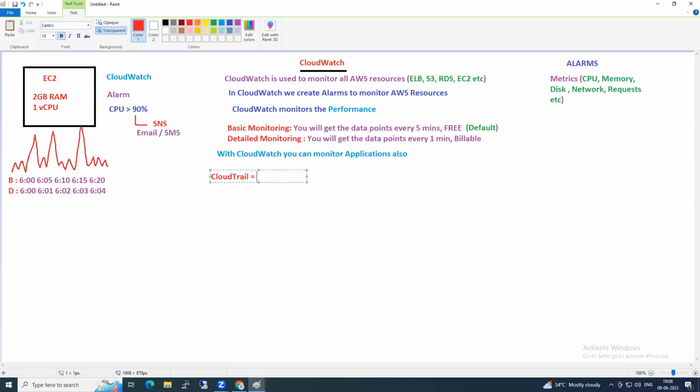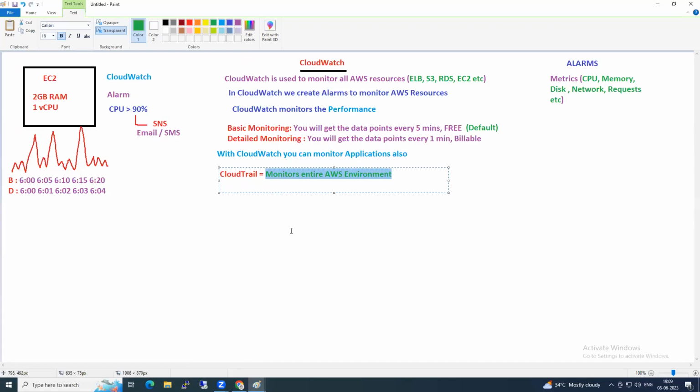Someone launched an EC2 instance, recorded. Someone created an S3 bucket, recorded. Someone deleted something, recorded. Everything, whatever you do in AWS environment, which is the service where it will record? CloudTrail. It is also used for monitoring purpose only. It is for security purpose. Yes, this is a security service. So CloudTrail monitors entire AWS environment.